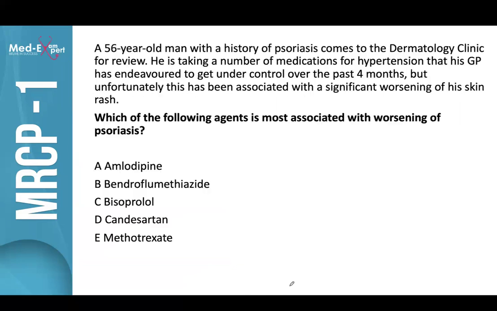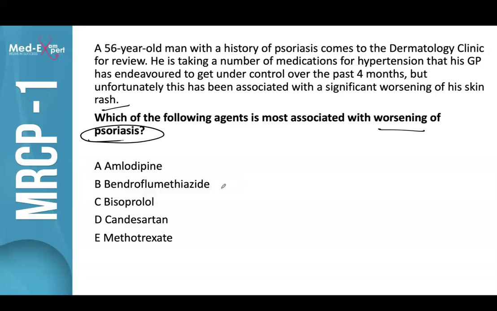Next question. A 56-year-old man with a history of psoriasis comes to dermatology clinic for review. He's taking a number of medications for hypertension and he has endeavored to get it under control for the past 4 months. Unfortunately, there is worsening of psoriasis. They are asking which of the following agents will cause worsening of psoriasis? A, B, C, D, E. Drug-induced psoriasis, drugs that worsen psoriasis.